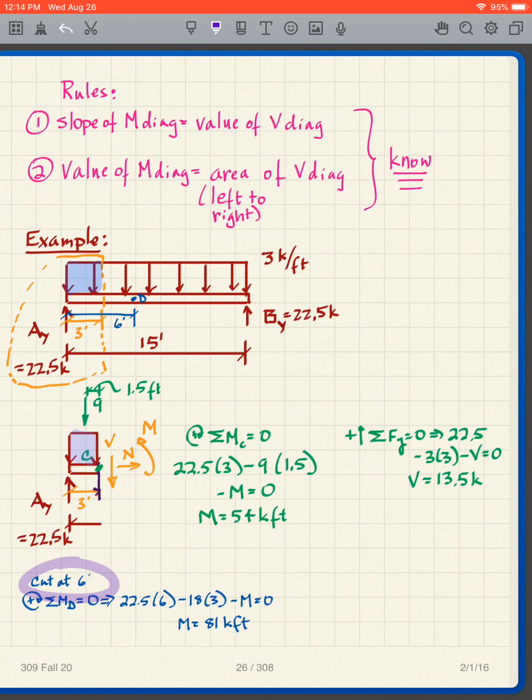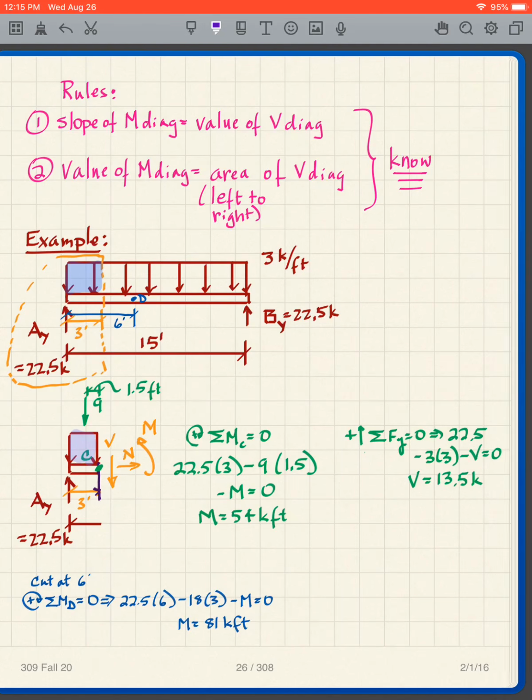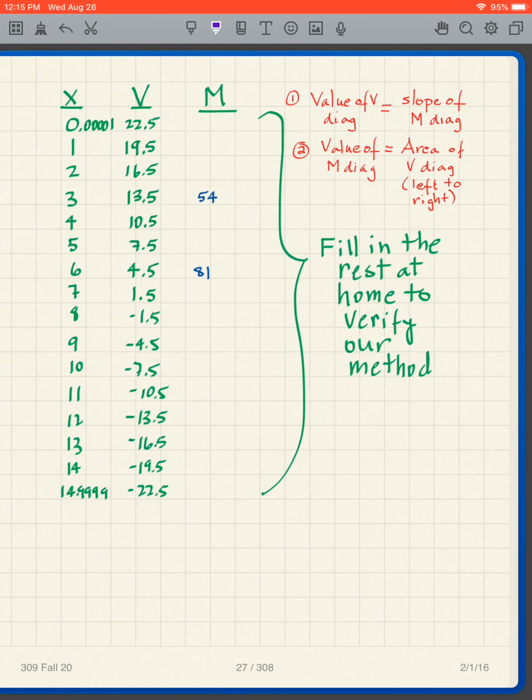If I were to make a cut at 6 feet, in other words, if I were going to make the cut there, around point D, I'm going to let you do this one, but I would get M is equal to 81 kip feet. Same calculation, but I'm going to let you do that. And I could make cuts at all different locations. I'm not going to go through all the different ones, but I can make cuts at 1, 2, 3, all of these values of x, and I would get different values of V.